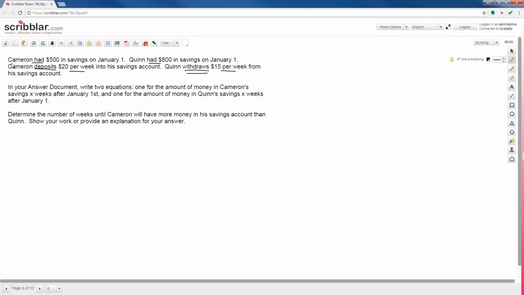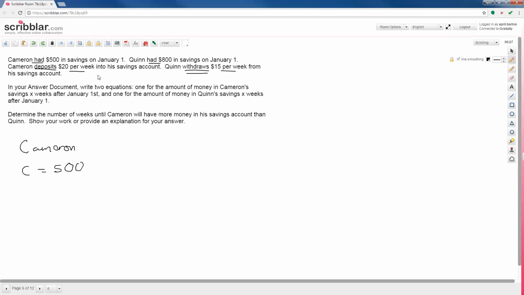So if Cameron had $500, we're going to start with Cameron. So Cameron equals 500. Had meant equals. That's how much he started with. So then they switch over to Quinn, but we want to just focus on all the Cameron parts right now. Then it says he deposits $20 per week into his savings account.